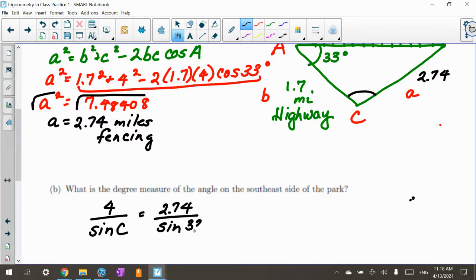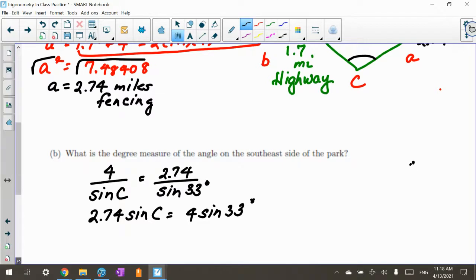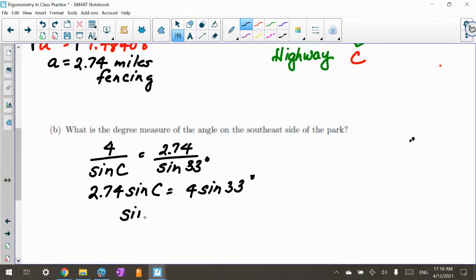So I hope you notice you couldn't have done that without finding that first. Now we're going to cross multiply. So I have 2.74 sine of C equals 4 times the sine of 33 degrees. And then we're going to divide by the 2.74. So I have the sine of C equals 4 sine of 33 degrees divided by 2.74.